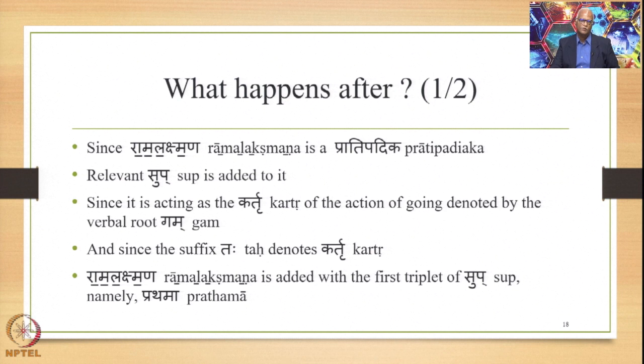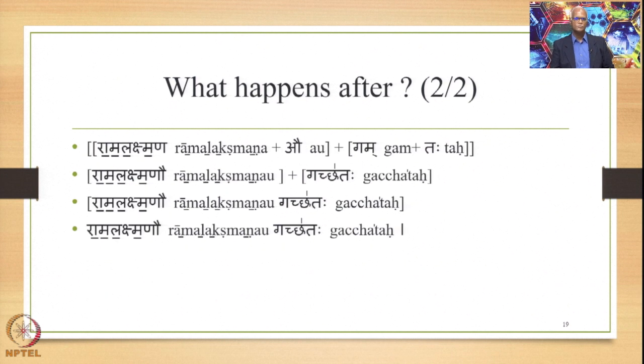After we derive this compound, what happens next? That is an interesting question. Since Rama Lakshmana is a pratipadika or a nominal root, relevant sup is added to it. Now, since Rama Lakshmana together is acting as the kartru or agent of the action of going, denoted by the verbal root gama, and since the suffix taha denotes kartru, Rama Lakshmana is added with the first triplet of sup, also known as Prathama Vibhakti, which matches with Taha in number. So we have Rama Lakshmana plus Au, which is the dual suffix which matches with Taha, and this dual suffix matches with the two members of the Samasa.